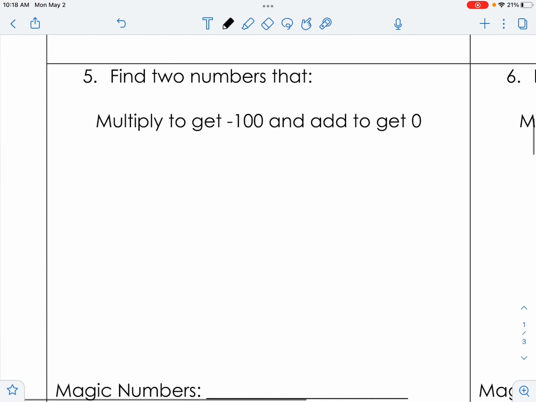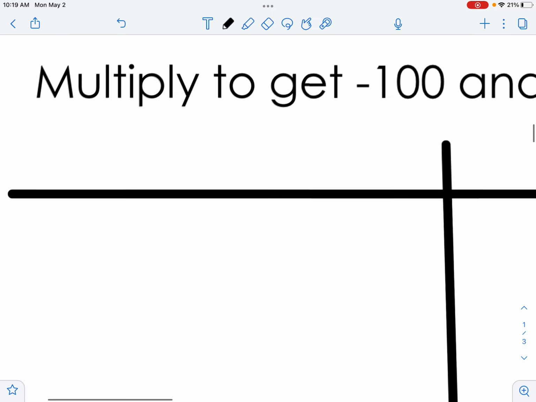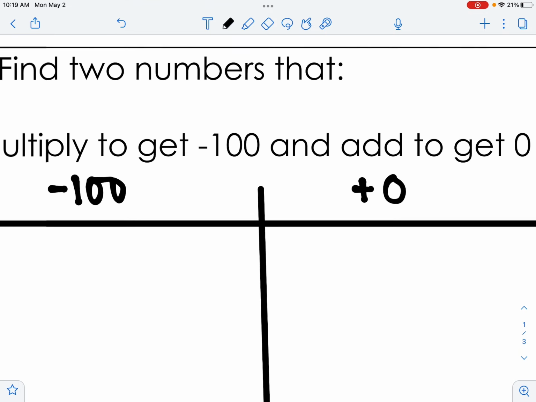All right, guys, so we're back here on number 5, and it's the same setup, but again, just a different version. So here we go. We're going to find two numbers that multiply to get a negative 100. But this time they have to add to get 0. So here's what I know, all right?